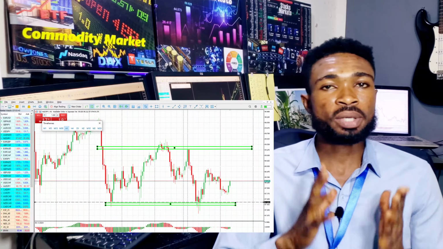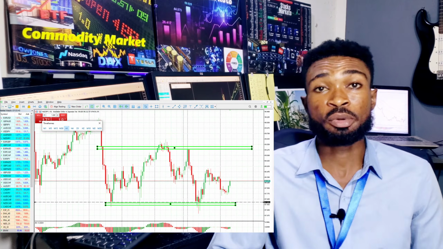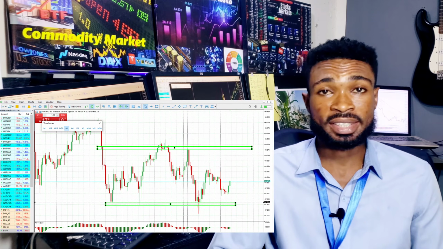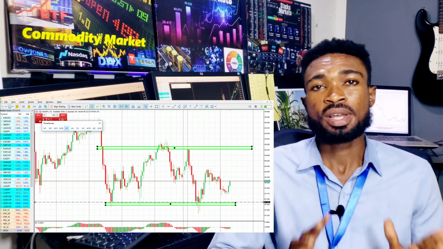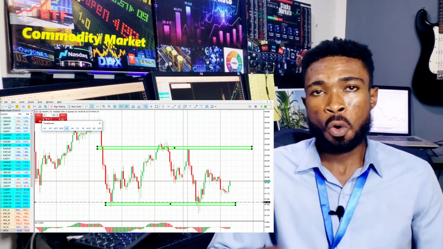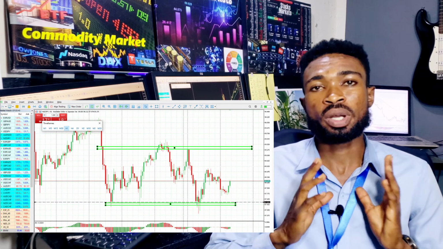But in a ranging market, I don't advise you to wait for a confirmation candle, because in a ranging market, the market can be very erratic. I advise that you just put your buy order or sell order where you want to enter. When the market gets right there, you just take your trade, and the market will just log you in and you're in.